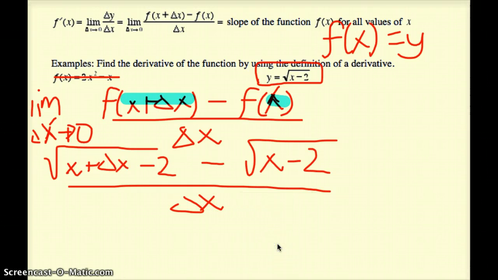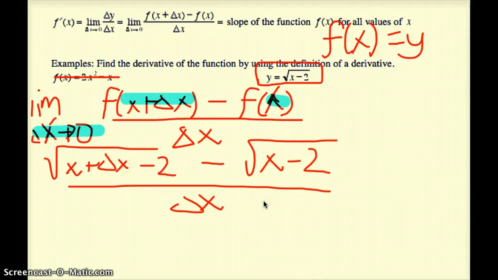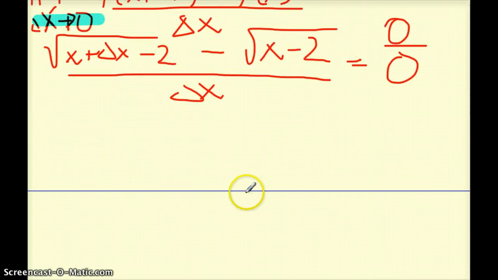Well, since this is asking for the limit as delta x approaches 0, what should I plug in to delta x? Correct, I should plug in 0. And if I do that, I'm actually going to get 0 over 0. So, just like I said from the previous problem, what happens when I get 0 over 0? I need to find where my hole is. So in this case, since I have radicals, I'm going to have to rationalize these radicals. So let's go ahead and take it to the next step.